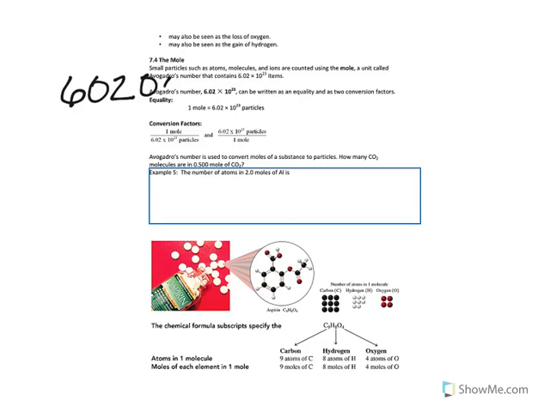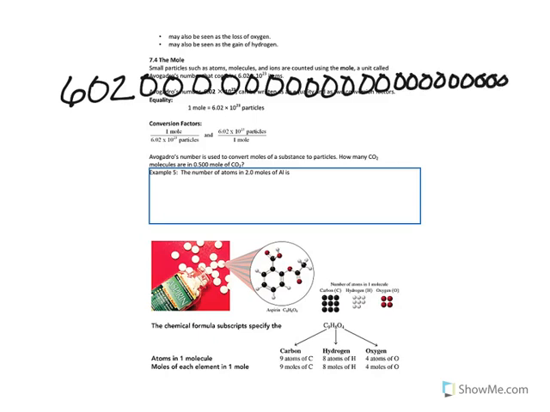If you were to write this number out, it would look like this. Very big number, right? Why do we have such a very big number? Well, because we're talking about atoms, molecules, and ions.